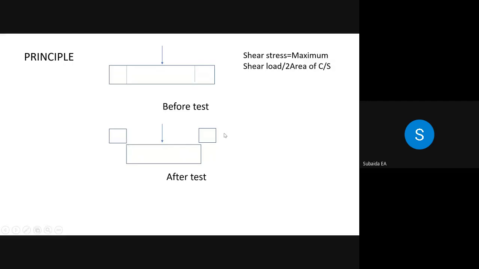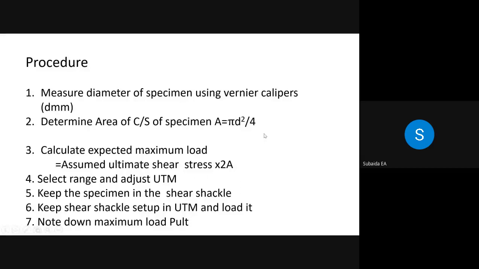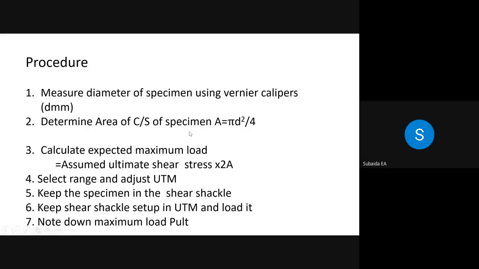So the procedure is, with the calipers, you have to measure the diameter. Now determine the area of cross section of the specimen, pi d square by 4. Now since we have to set the UTM, calculate the expected maximum load. So we have to assume a maximum shear stress for the specimen, say let it be 5000 kg per centimeter square. Then into 2 into area of cross section will give you the expected load on the UTM.